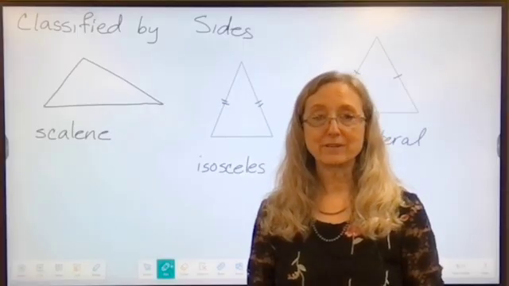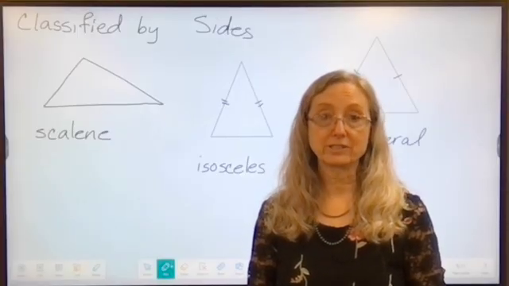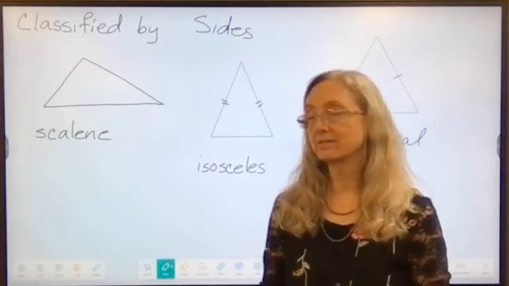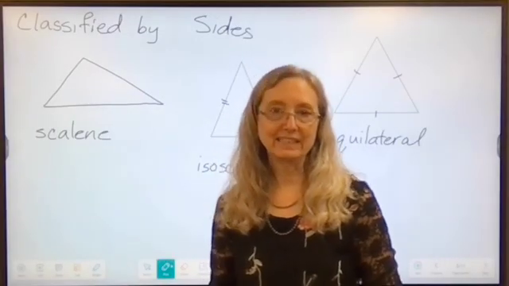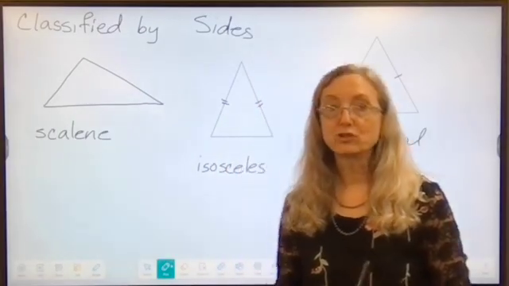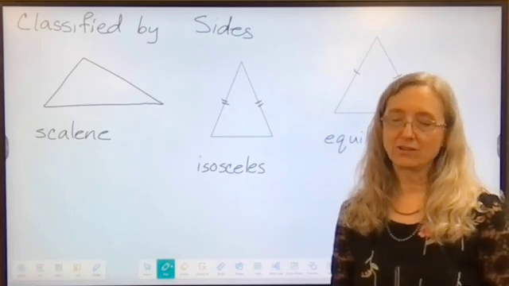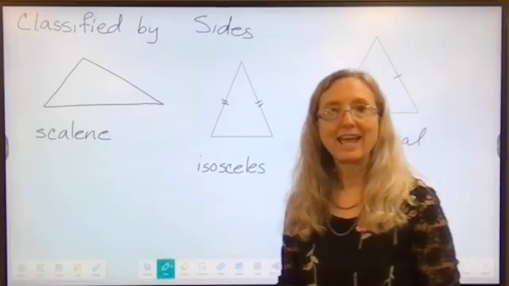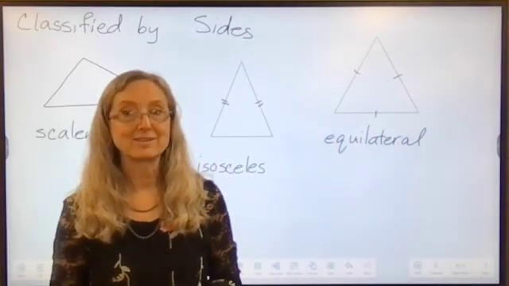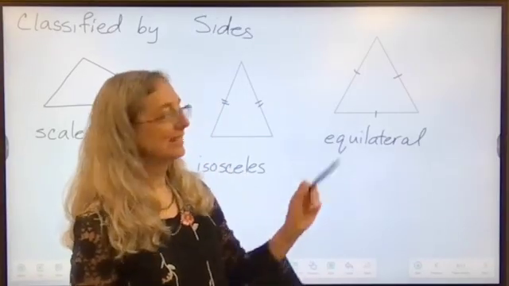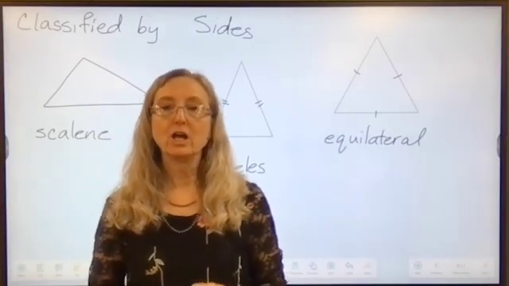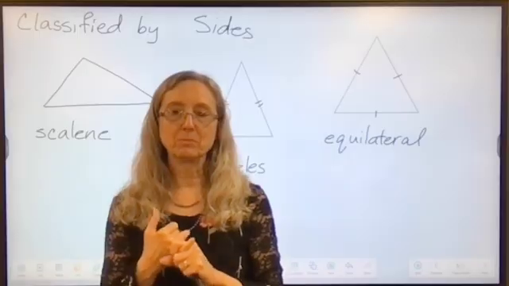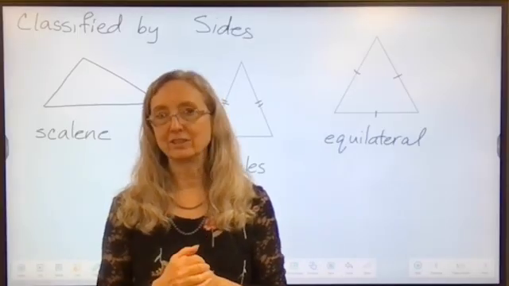The other way we can classify triangles is by comparing their sides. If all three sides of a triangle are different lengths, then we say it is a scalene triangle. If two of the sides are the same length, exactly the same, it is an isosceles triangle. And if all three sides are the exact same length, then it is an equilateral triangle. So when we classify triangles, we can give them two names, one based on the measure of the angles and the other on the lengths of the sides.